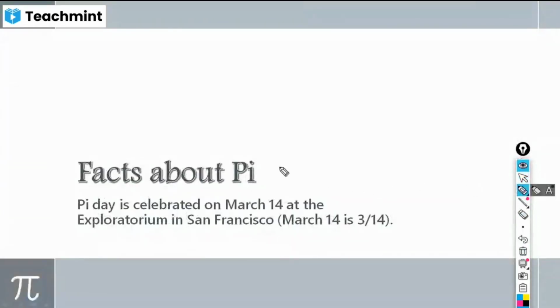Okay, some more interesting facts about pi. Pi day is celebrated on March 14. Do you know why it is celebrated on March 14? Anyone?